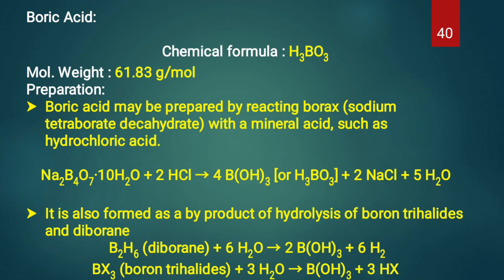Boric acid is also formed as a byproduct of hydrolysis of boron trihalides and diborane. Diborane, B2H6, reacts with 6 molecules of water to form boric acid with the evolution of hydrogen gas. Boron trihalides react with water to form boric acid and hydrogen halide.